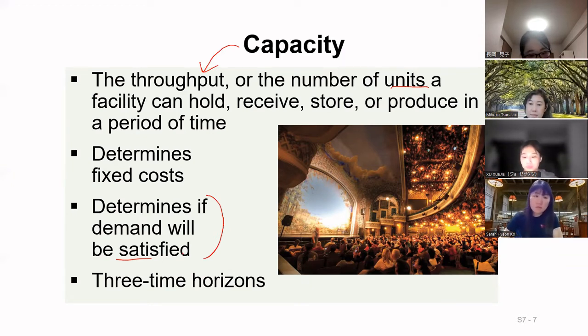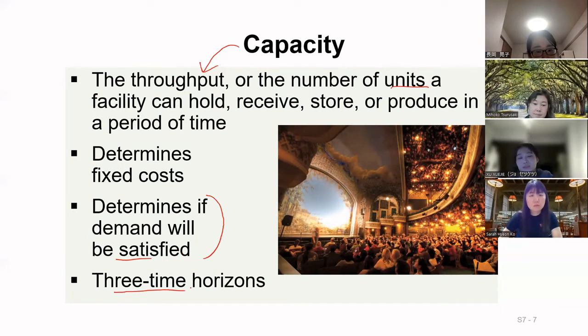Okay, demand is coming from the consumer, people who want to buy your product or go for your service. Right. So when we plan for capacity, we have these three time horizons.